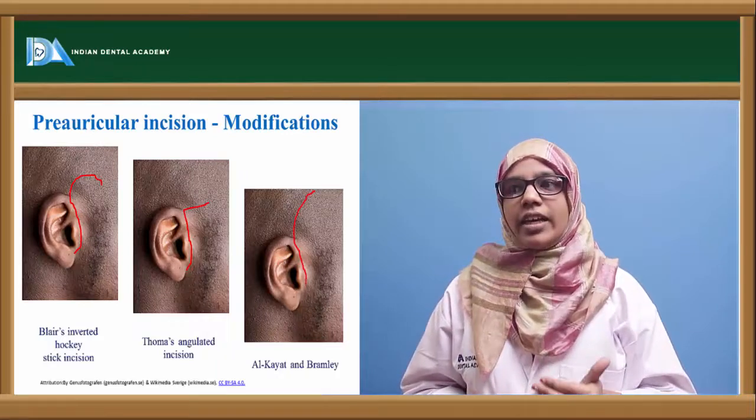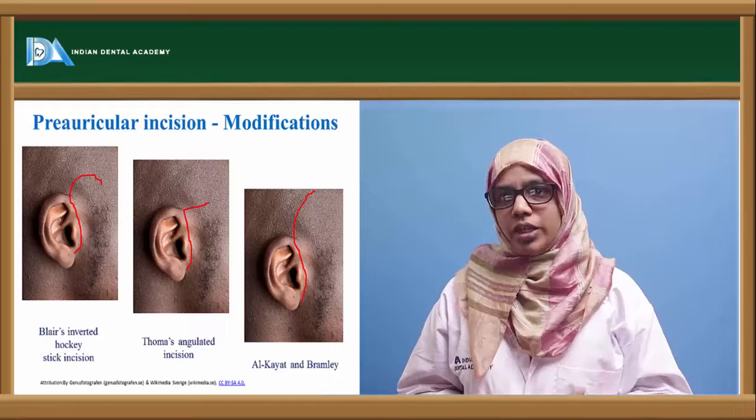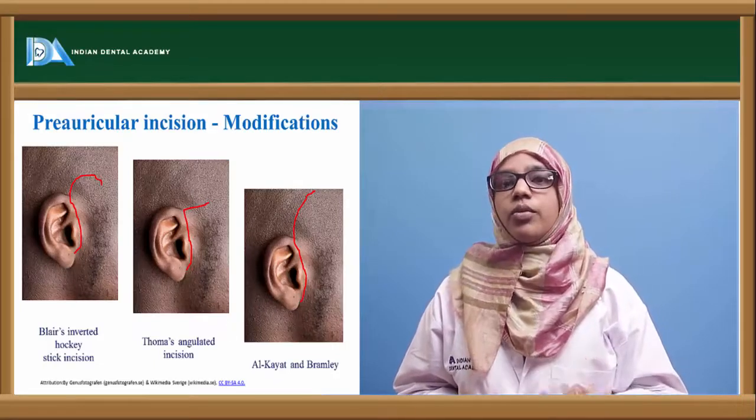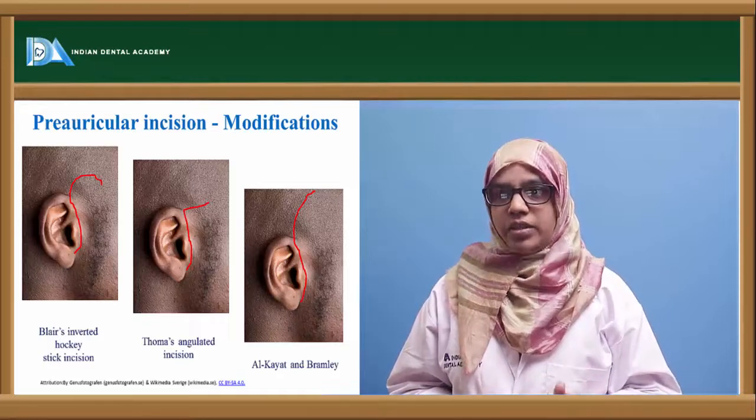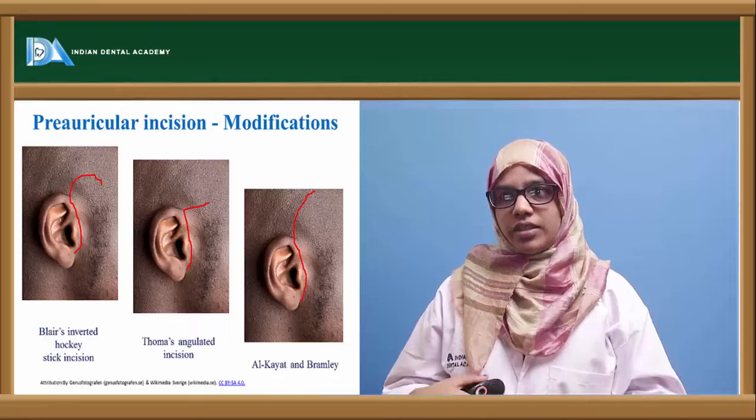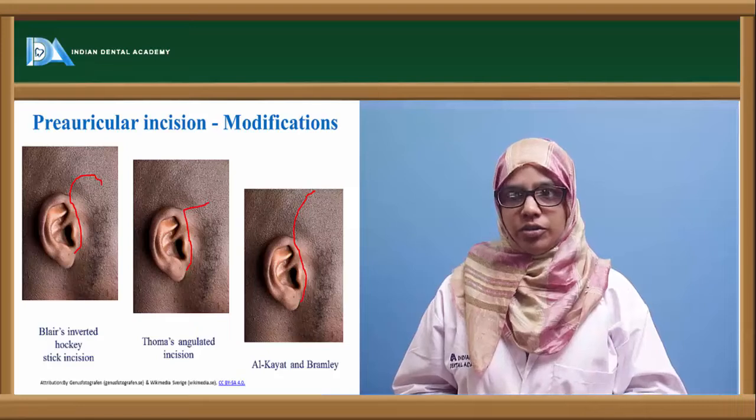The third one is the Al-Kayat-Bramley incision, most commonly used when you are planning to remove the ankylotic mass and use a temporalis fascia flap. In this case, a more than 2-finger breadth incision is extended into the parietal region of the skull along with a preauricular incision.